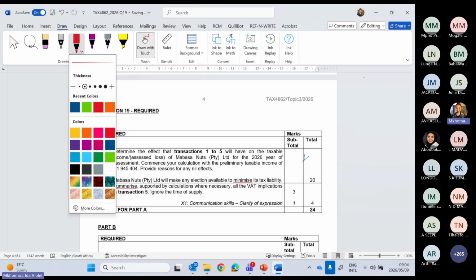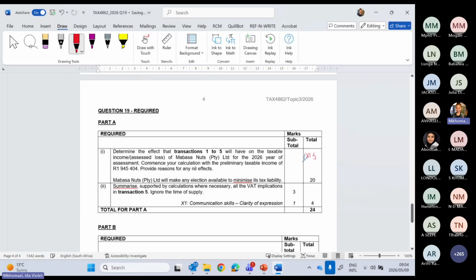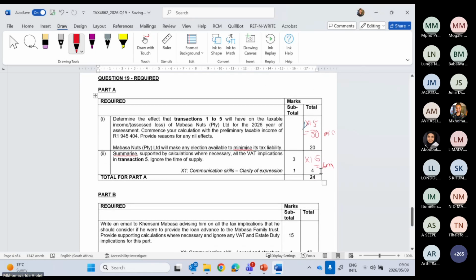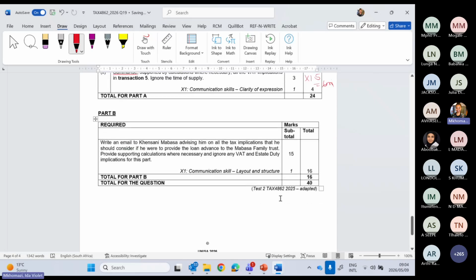for required A1, if I were to determine the amount of time that I need to spend, I take the number of marks and I multiply by 1.5. This will give me 30 minutes or half an hour. Then I do the same for all the parts in the required. This one, I think it's about 6 minutes. For part B as well, this one would be 24 minutes.